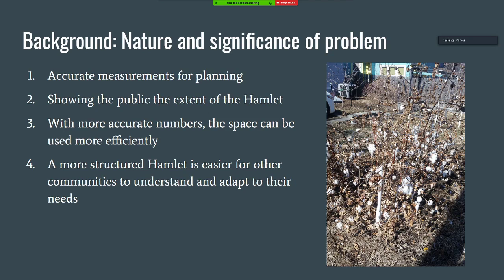With the more accurate numbers, the space can be used more efficiently. That kind of relates back to if you know what you're working with, you can just be more efficient because you know exactly what to do, what to buy. And yeah, the more structured hamlet, that goes on again to making it for neighborhoods to follow.